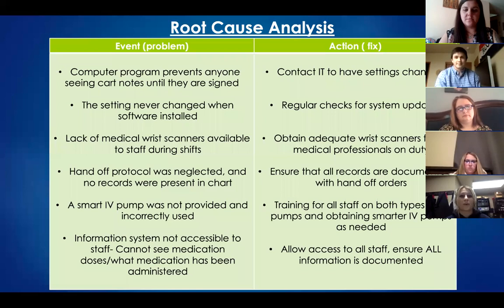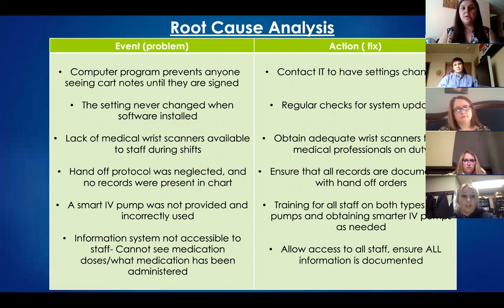So for the root cause analysis, basically we just looked at the events that occurred or the problems that occurred and what action could be taken in order to fix these problems. Some of them we decided were the computer program prevents anyone from seeing the chart notes until they are signed. A way that we can fix this is by contacting IT in order to have the settings changed so that anyone can see the notes, whether they are signed or not.